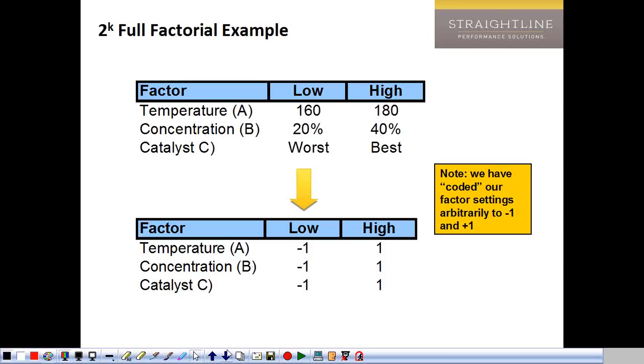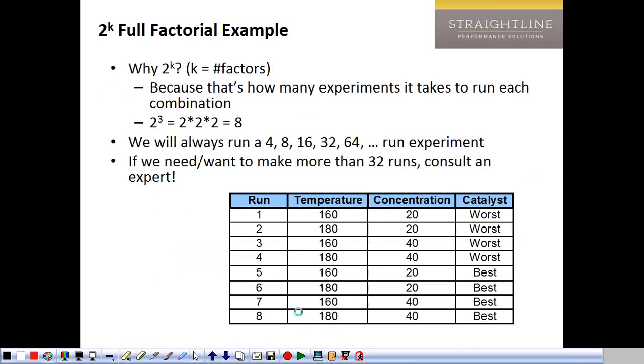Now, we didn't do that the last time. Last time, we just entered them in as 160, whatever. When we actually have Minitab do it, which I'm going to show you how it happens, Minitab will automatically create these minus ones and plus ones, and I think it'll help you think about it. Okay, so if we ran a 2 to the 3rd, that would be a full factorial, as we just said, because 2 to the 3 is equal to 2 times 2 times 2, and that's equal to 8. That's all the different combinations of temperature, concentration, and catalyst. If we had the budget to do it, why not?